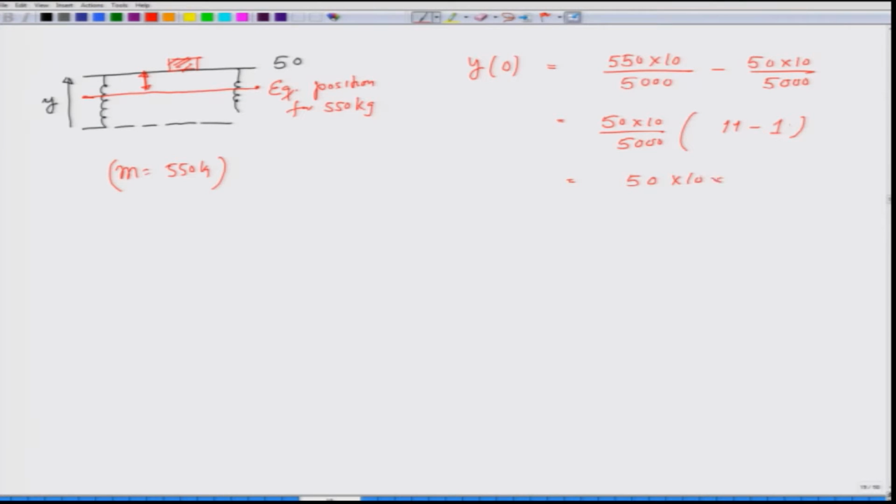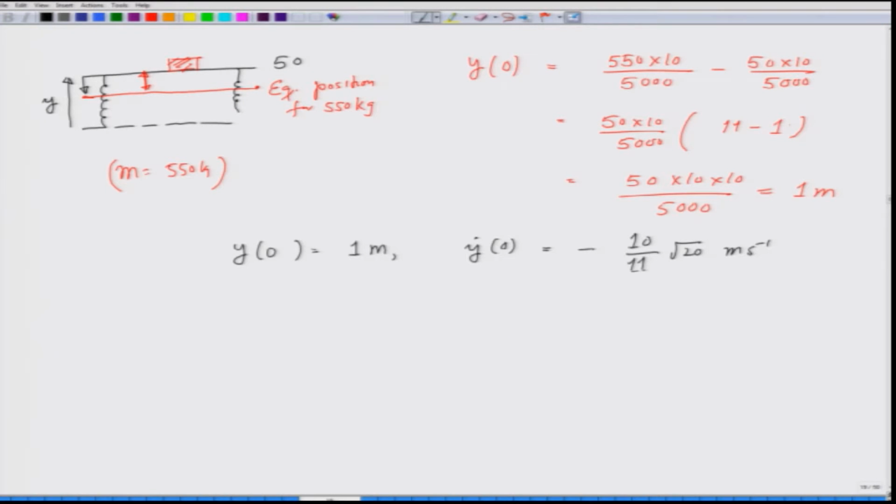50 times 10 over 5000, which is 1 meter. So, now the problem is very clear that y at 0 is equal to 1 meter, and y dot at 0, the platform is coming down. So, y dot at 0 is minus 10 over 11 square root of 2 meters per second.